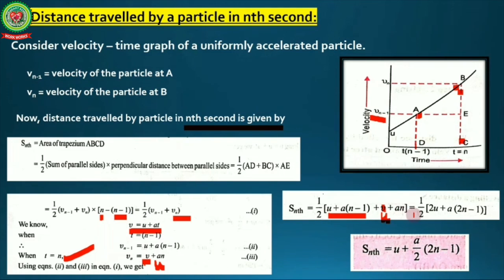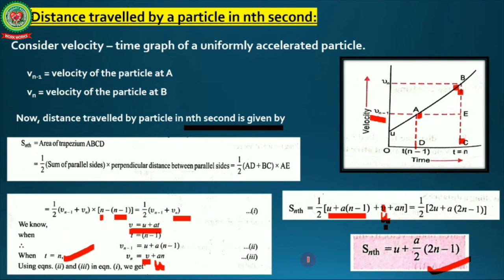plus an, which comes out to be half (2u plus a(2n minus 1)). This u and this u get added and we'll get half (2u plus a into (2n minus 1)). We can also write this equation as s(nth) is equal to u plus (a by 2)(2n minus 1), which is the fourth equation of motion in which we can find the distance traveled by a particle in the nth second.